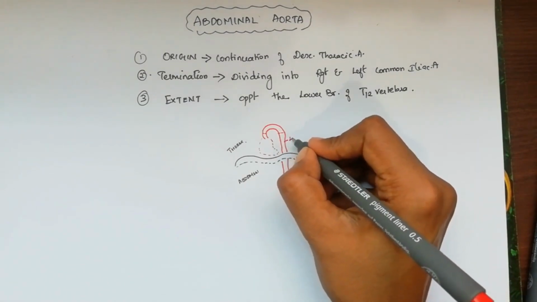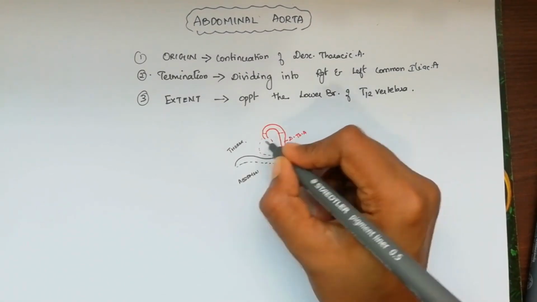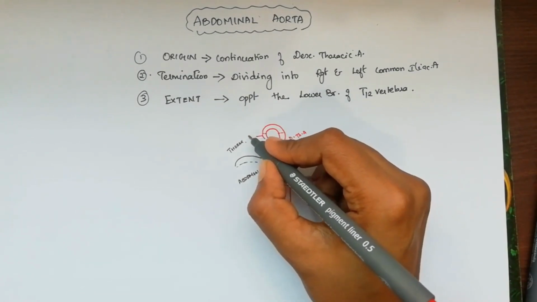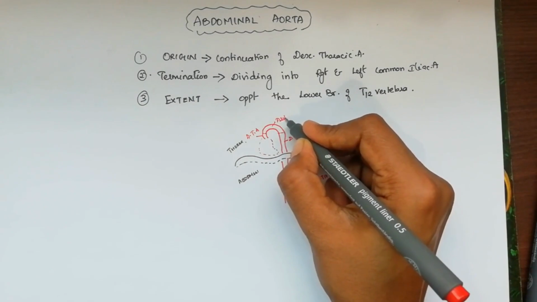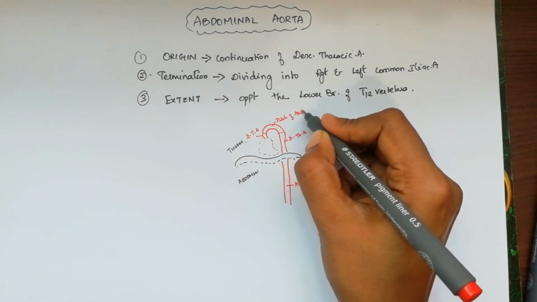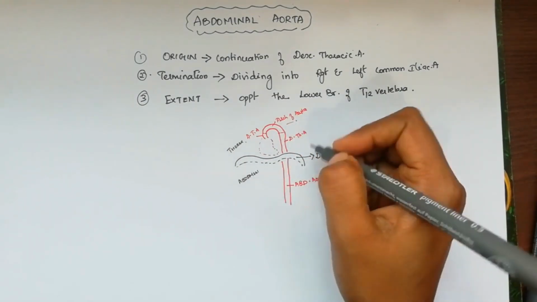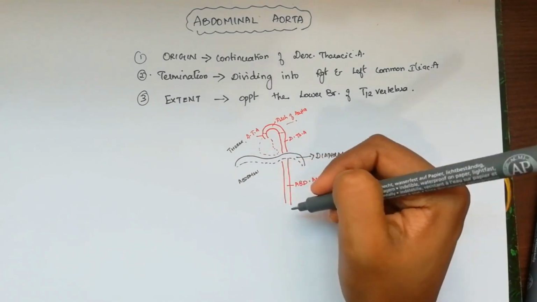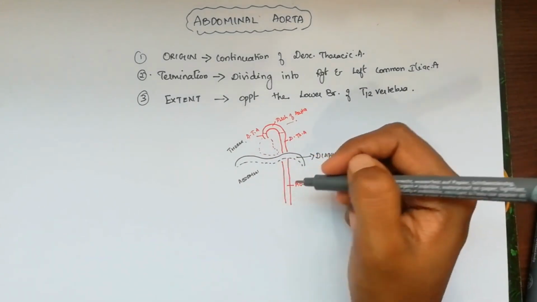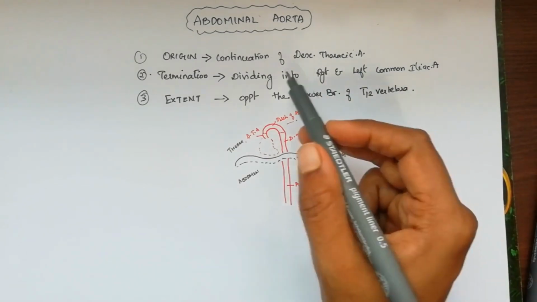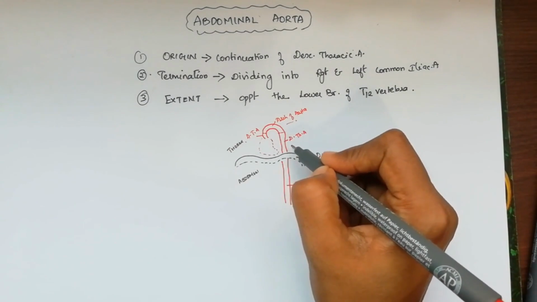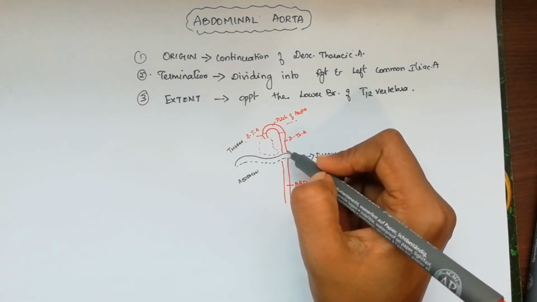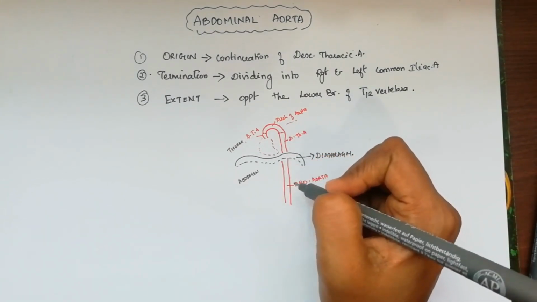So this is the descending thoracic aorta which is present in the thorax, this is the ascending thoracic aorta, and this is the arch of aorta. About these things we will deal in the thoracic region. Now we are concerned with the abdominal aorta seen in the abdominal region. So origin: it is a continuation of the descending thoracic aorta. This descending thoracic aorta pierces the diaphragm and continues as the abdominal aorta.